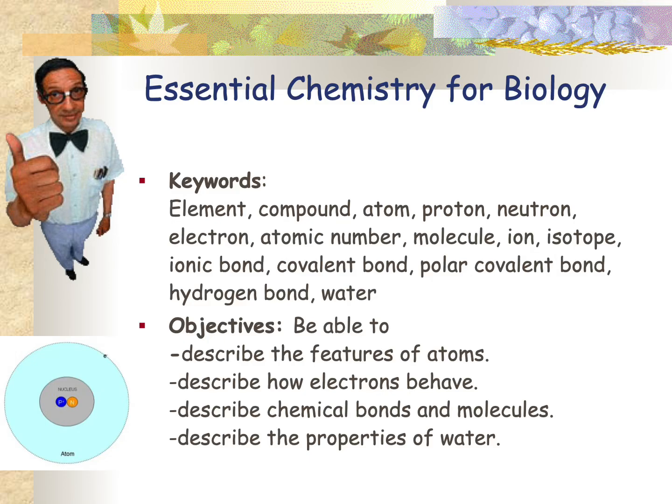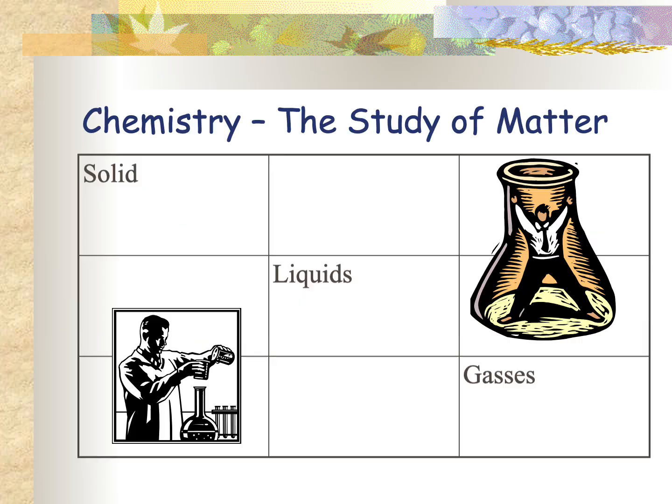All right, this is a recorded lecture for Principles of Biology 110. We're going to introduce Chapter 2 and talk a little bit about essential chemistry for biology. We'll talk about matter, atoms, the subatomic particles, protons, neutrons, and particularly electrons. We'll describe chemical bonds and talk about water.